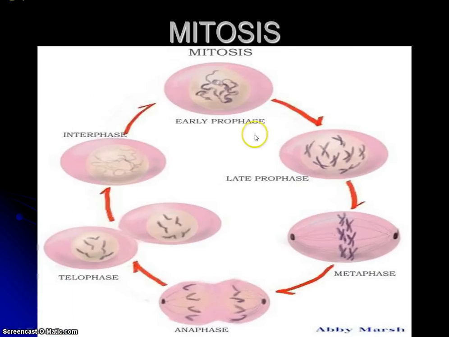So for mitosis here, we're going from, again, back with our interphase here, G1, S, and G2, and we can see all the rest of this is actual cell division.